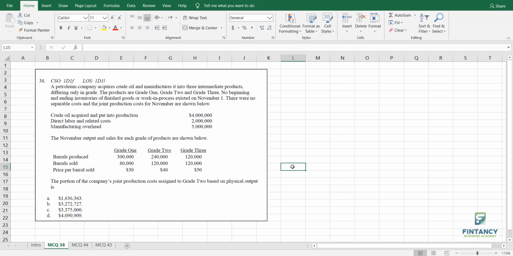But it depends on company to company which method is preferable. For example, if the sales values of the finished goods are not much different, you can use the physical output method. But if the sales values of the finished goods vary to a big extent, there is a big difference, then you should not use the physical method. You should go either with the sales value method, or NRV if there is further processing.